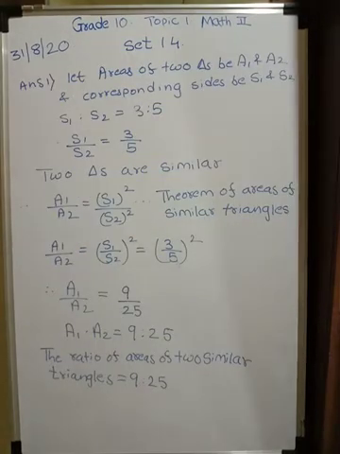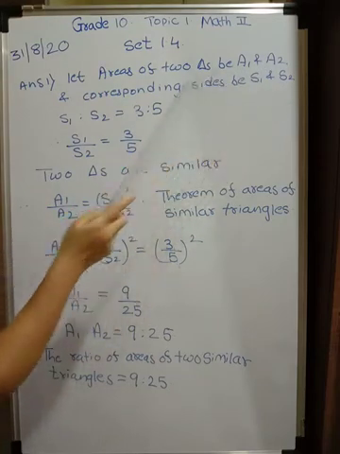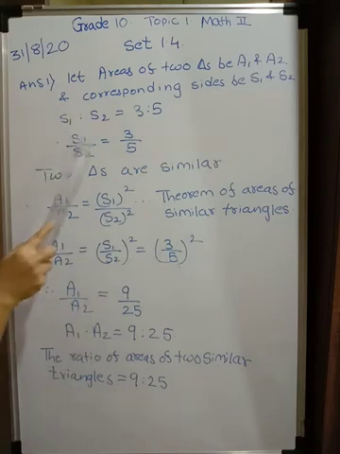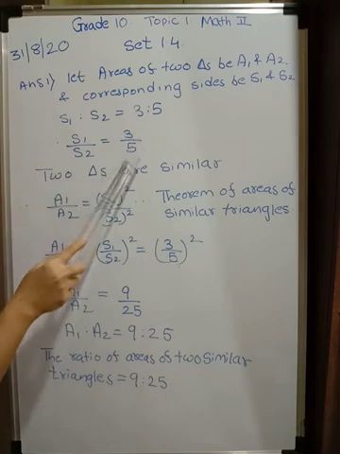So depending upon the theorem which we have seen just now about areas of similar triangles, let us solve the first problem from set 1.4. The problem says that the ratio of corresponding sides of similar triangles is 3:5. Then find the ratio of their areas. It's very easy. See now. Consider the areas of two triangles as A1, A2 and sides S1, S2. So the ratio of sides is given as 3:5, S1 is to S2. So S1 upon S2 is given as 3/5.